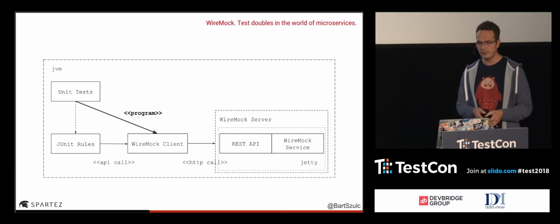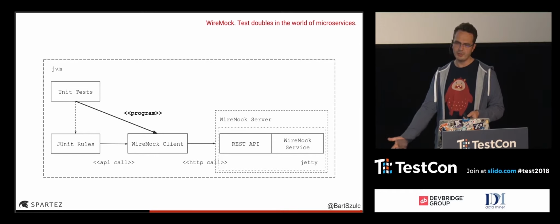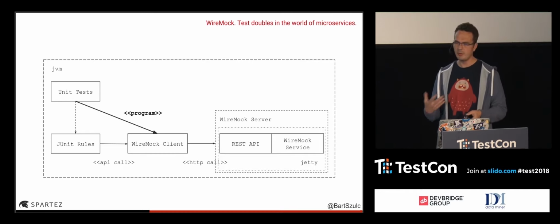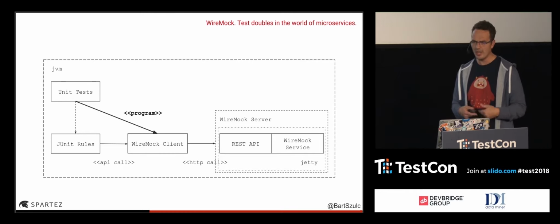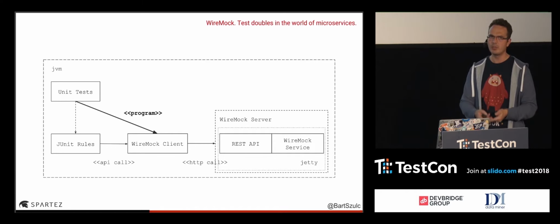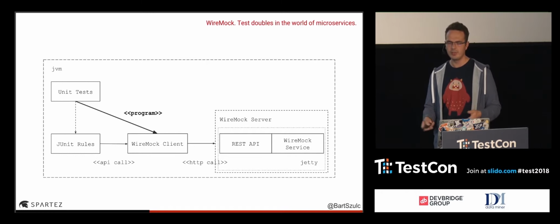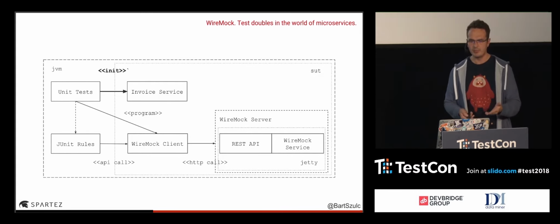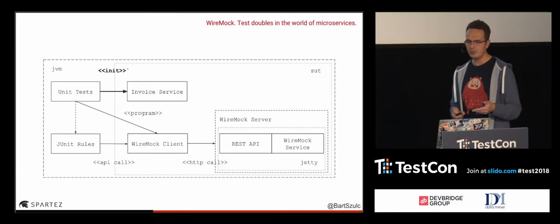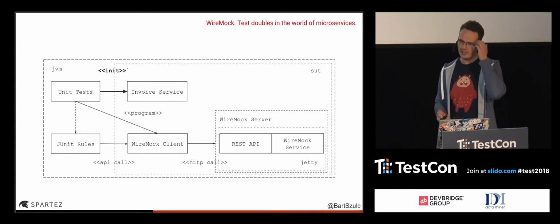The first thing that you will need to do after starting the Wiremock server with JUnit rules is probably to program Wiremock. You are basically stating what kind of requests Wiremock should handle and how it should handle those requests, like what kind of responses it should generate. Once the program is done, you move to initializing the objects or the classes that you want to test, right?